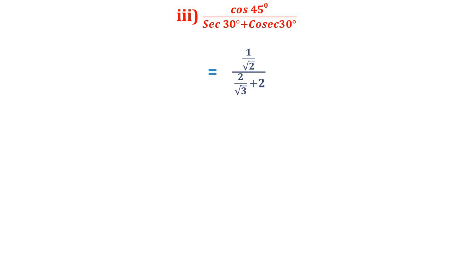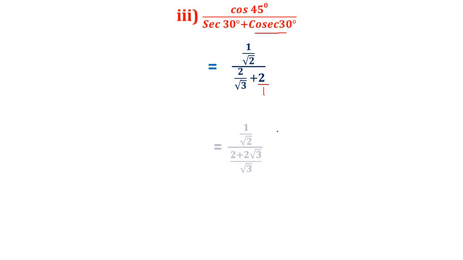Let us move to the next problem. Cos 45 degree divided by secant 30 degree plus cosecant 30 degree. Cos 45 degree is 1 by root 2, and secant 30 is the reciprocal of cos 30. So cos 30 is root 3 by 2. Here we can write 2 by root 3. Then cosecant of the angle is reciprocal of the sine angle. Sin 30 is 1 by 2. Here we have to write 2 by 1.